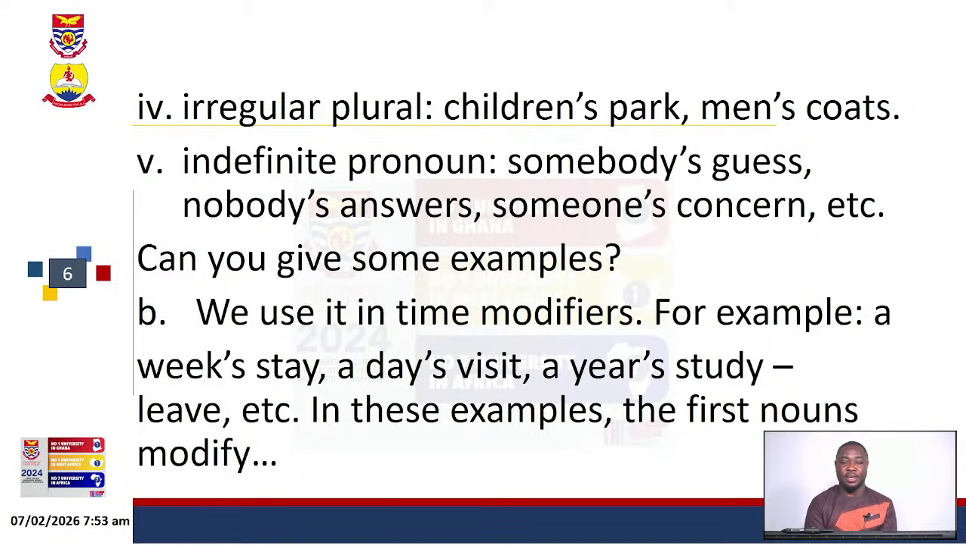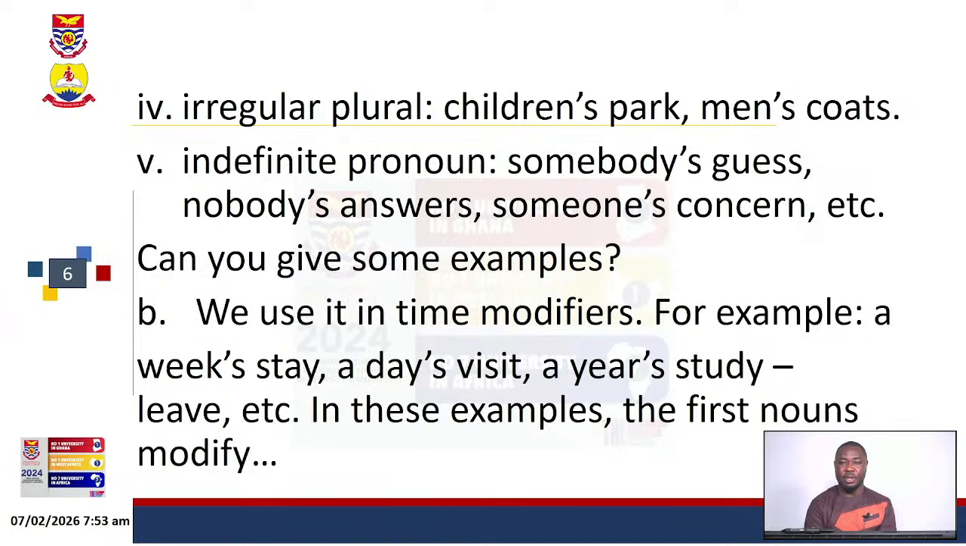Okay, then you can have indefinite pronouns. How do we mark ownership or apostrophe on the indefinite pronouns? Indefinite pronouns such as somebody, nobody, someone are marked. You write the indefinite pronoun, you bring your apostrophe sign, and then your S. So somebody's guess, that is somebody's guess. That is nobody's business or nobody's answers. Someone's concern or someone's purse.